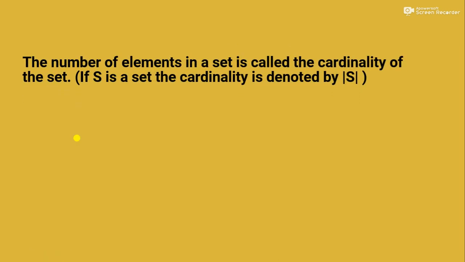The number of elements in a set is called the cardinality of the set, and it is denoted using this symbol. If S is the set, then the cardinality of S is represented using this symbol. So cardinality is the number of elements present in a set.